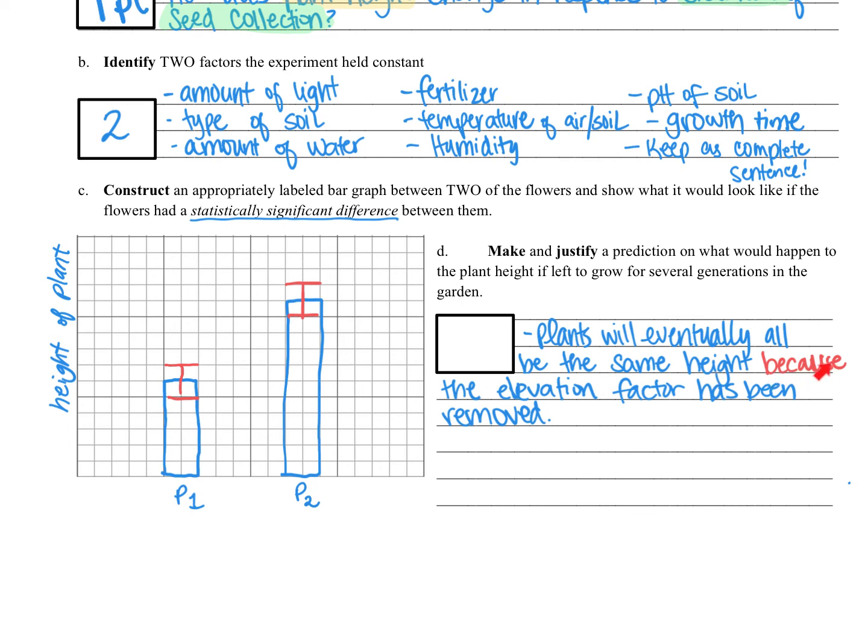And for me, this justification was if everything else was held constant and there is a statistical difference simply based on where the seeds were collected, or what elevation they were, then once elevation is removed, the plants will eventually all be the same height. Again, with predictions, they can be pretty much whatever you think or whatever you suspect is going to happen, as long as your justification matches the prediction and the information that's given to you in the prompt.